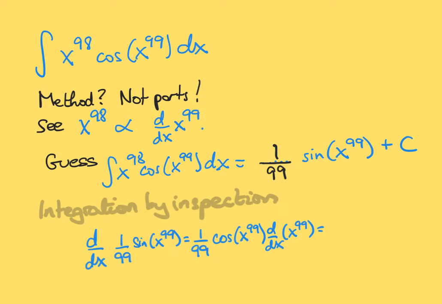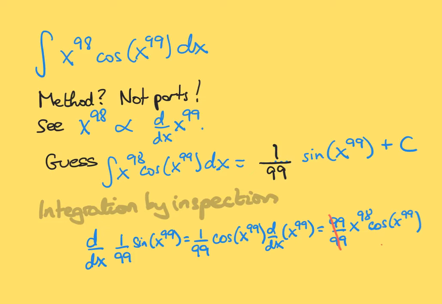So when we work this derivative out, it is going to give us 99x to the 98. So what we're going to get, just putting those numbers in front, is 99 over the 99 that's there already, times x to the 98 times the cosine of x to the 99. And we see that these two terms cancel, and we recognize here exactly the answer we want, the original integrand.